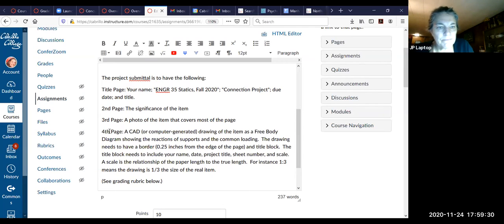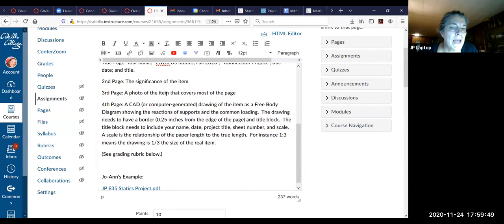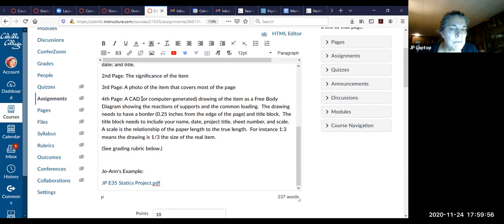The project submittal is going to have 4 pages. The first page is a title page. Put your name on it, say Engineering 35 Statics Fall 2020, write connection project, the due date, and whatever title you call it. The second page, you're going to describe the significance of the item. The third page, you're going to have a large photo of the item that covers most of the page. And the fourth page has to be a CAD, or computer-aided drawing.